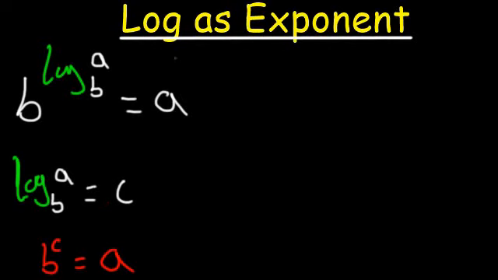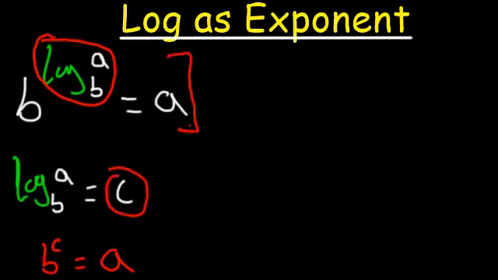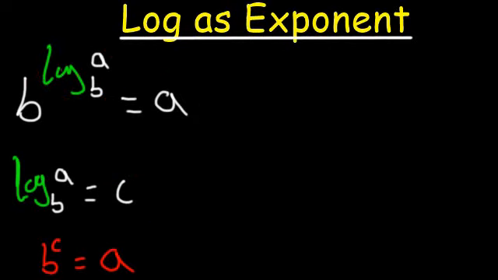Now let's focus on this. We said let log of a to base b be equal to c. So definitely the expression we have over here, we can replace log of a to base b with c. And doing that, we're going to be left with something like this: b to the power of c equal to a. Now, what if I tell you that we are done? We are through. We have shown that this statement is actually correct.